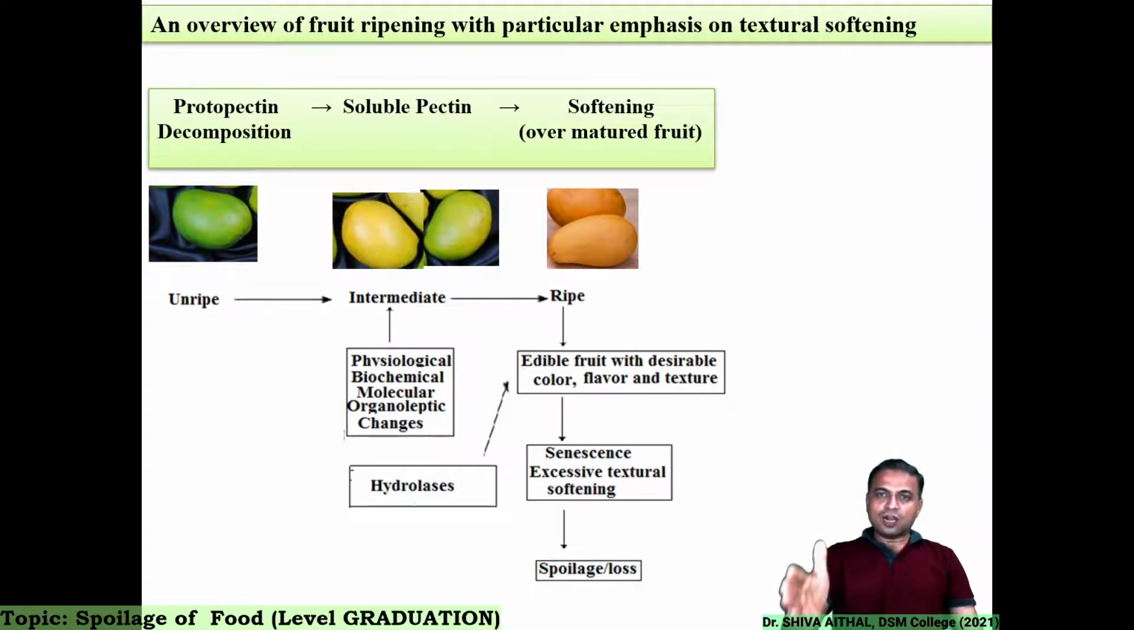And if you allow over-ripening of the fruit, then senescence and excessive textural softening take place, and spoilage of the fruit occurs. So these are chemical changes. We are not much into studying this, but this is one of the important parameters studied in food science and technology related to agricultural sciences, because they have to study harvesting.